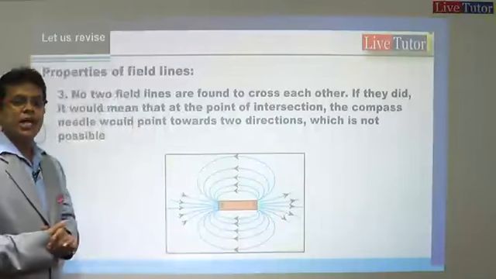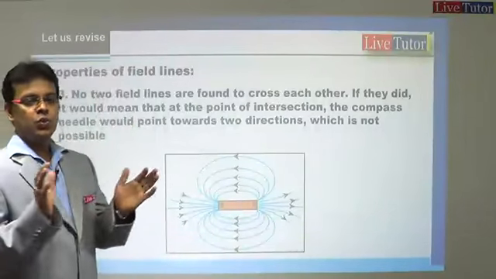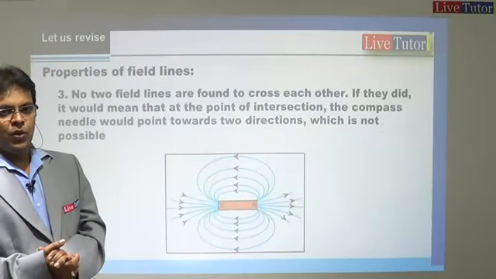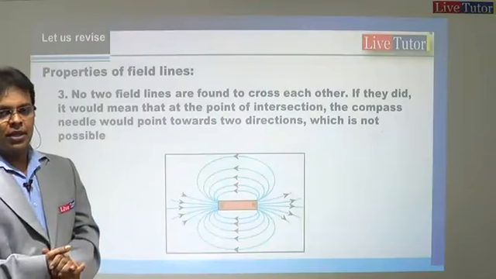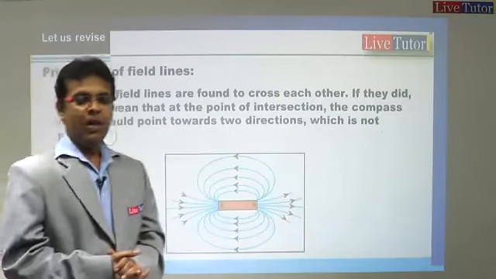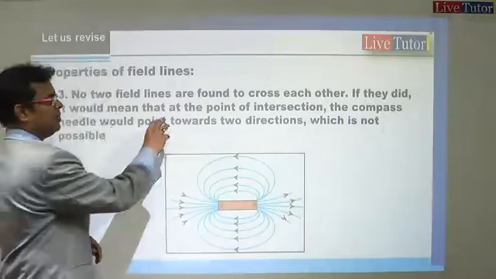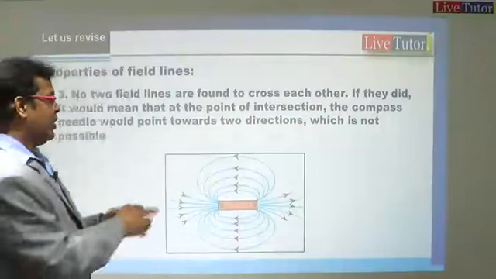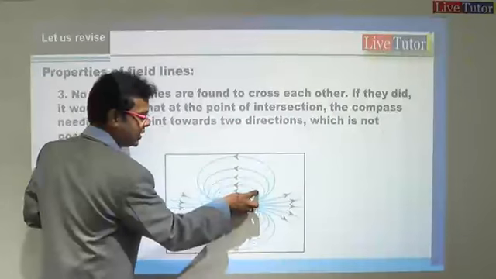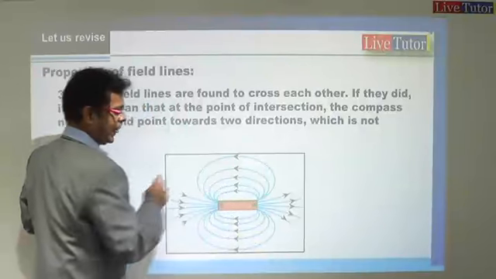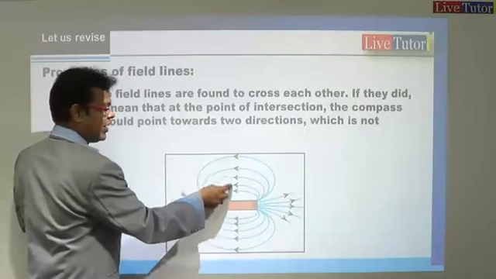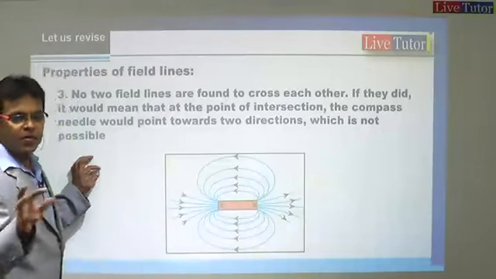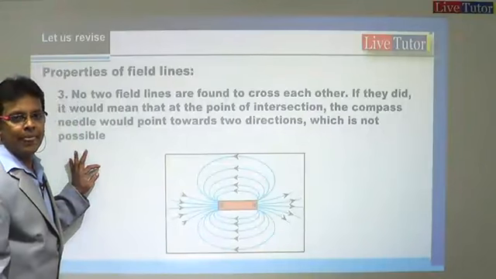And the third point, yesterday you asked me why any two magnetic lines of force intersect. They do not intersect, I said. No 2 field lines are found to cross each other, or they will never intersect, isn't it? This is the simple way to explain it. This is the path along which the magnetic compass needle is moving, and if you take any 2 lines, they will never intersect. Suppose, imagine that they are intersecting at one point. It is not possible.